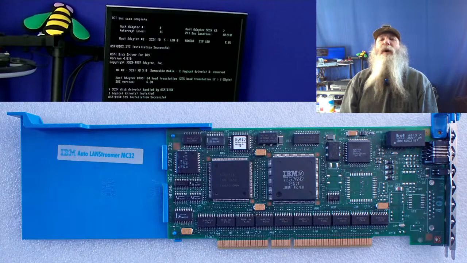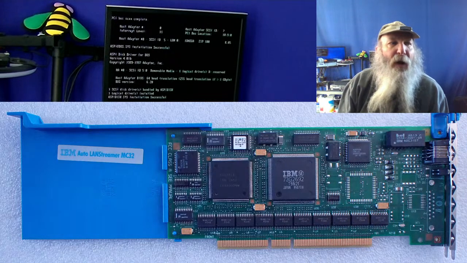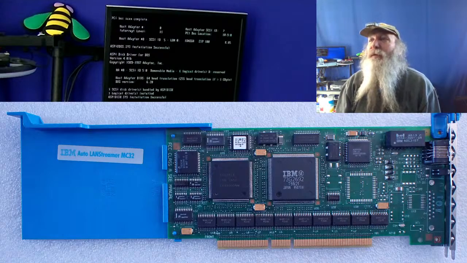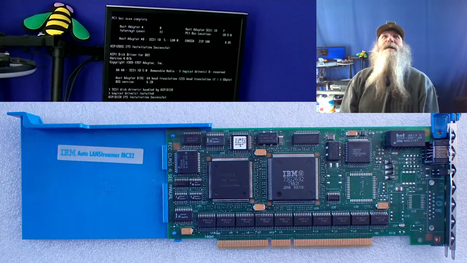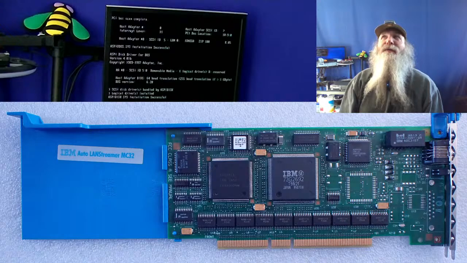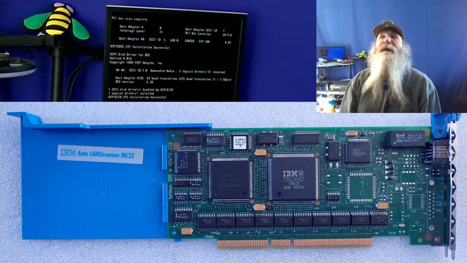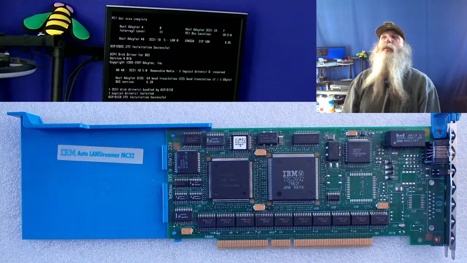So, what do people think those solder pads, those unpopulated areas on this adapter, do? Is there even a connection on the back bracket? This is the Auto LANStreamer MC32. So this is a token ring adapter, it has that RJ45, but it has unpopulated areas on the board itself and has that back connector, which should be a hint of the functionality of what that port is supposed to do.